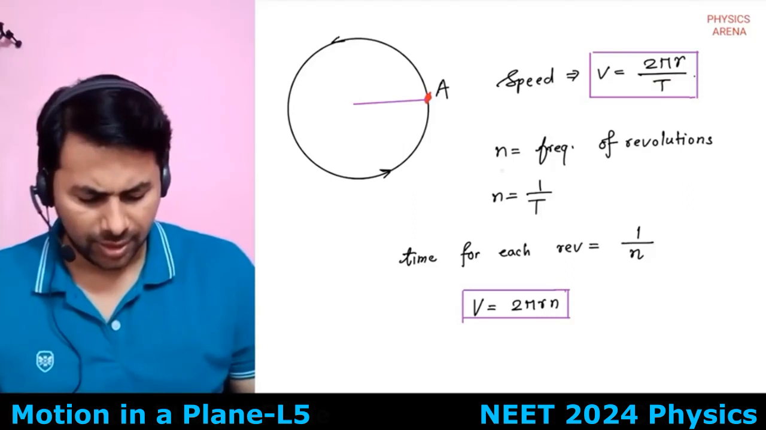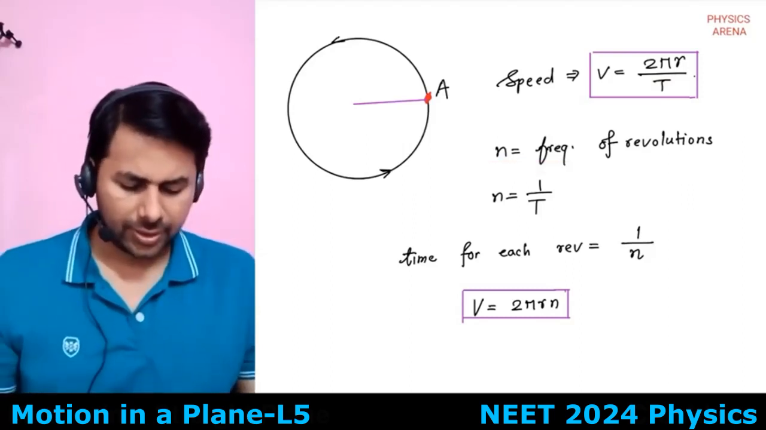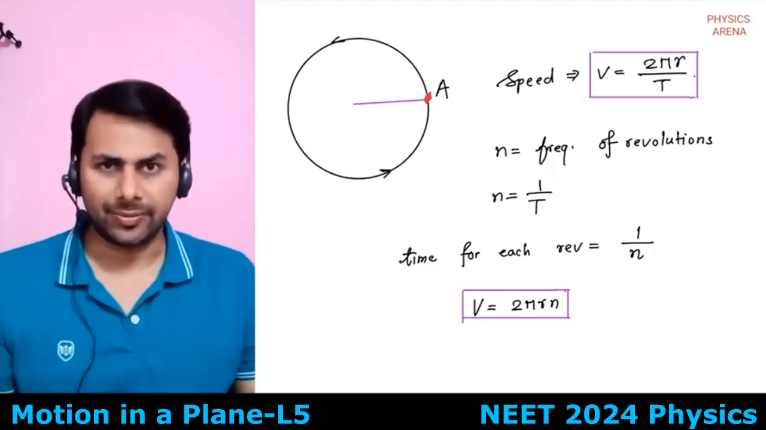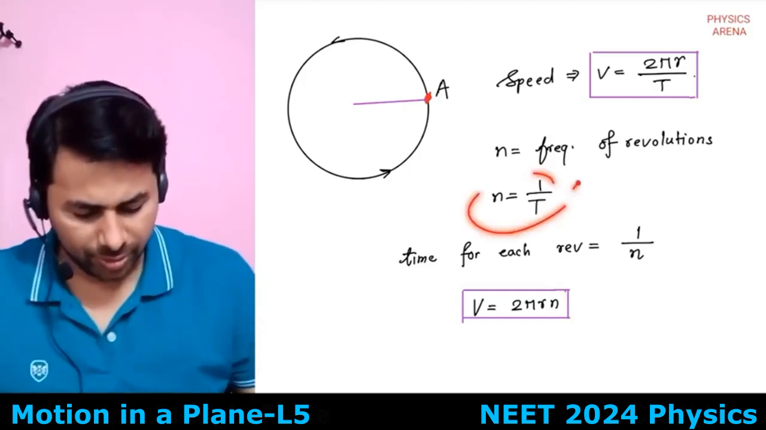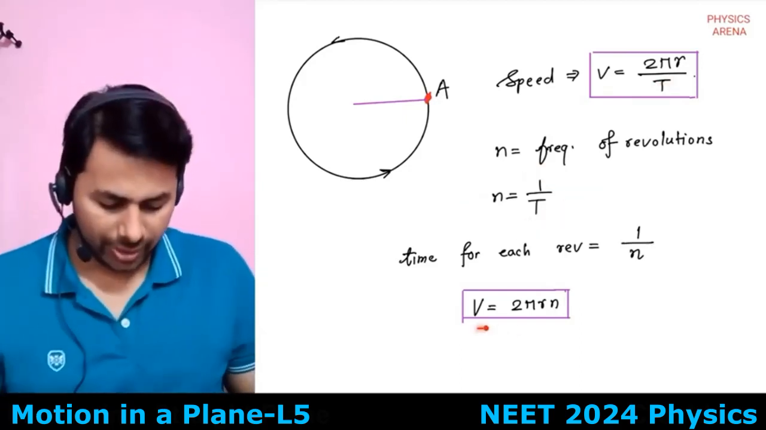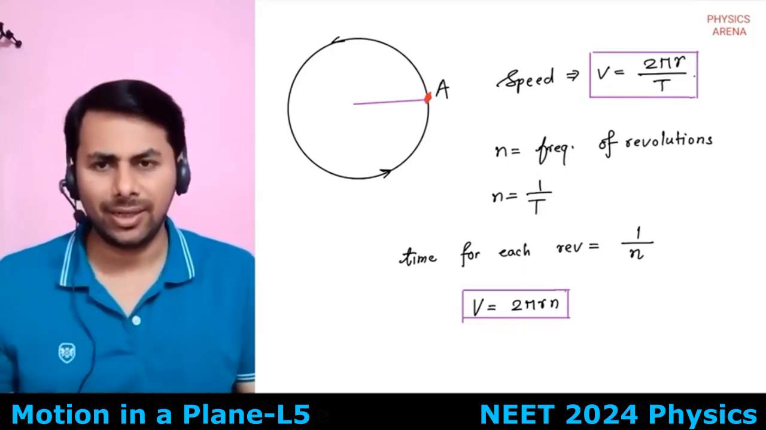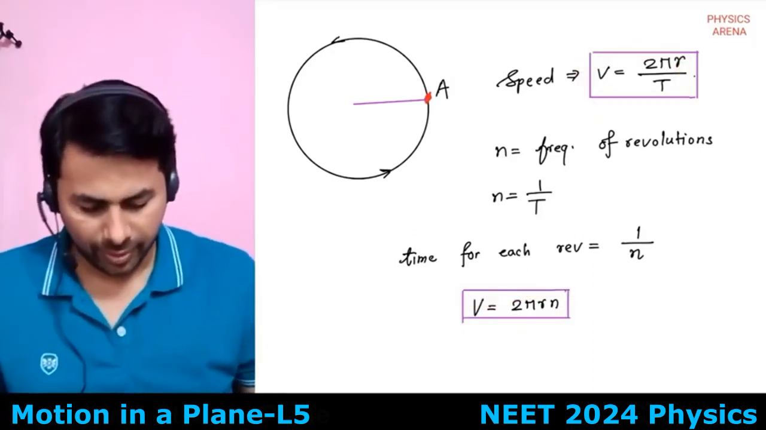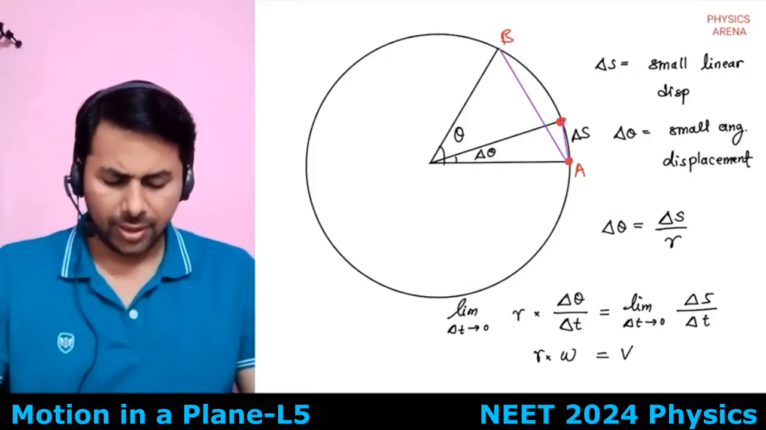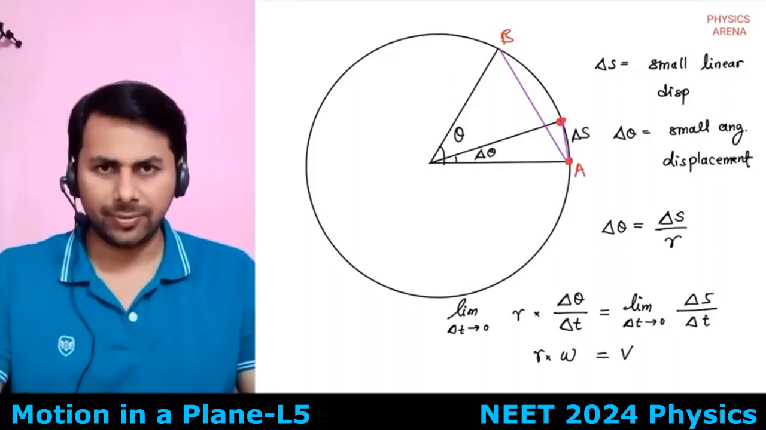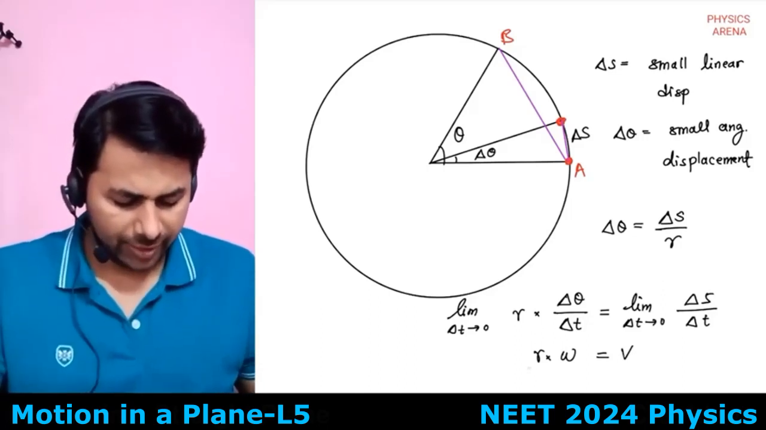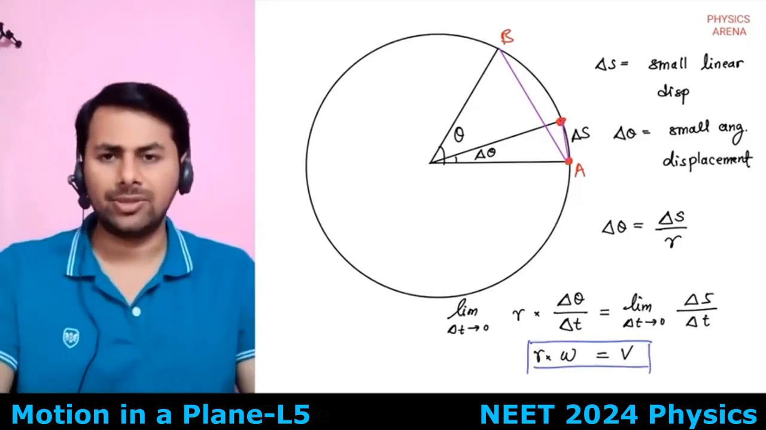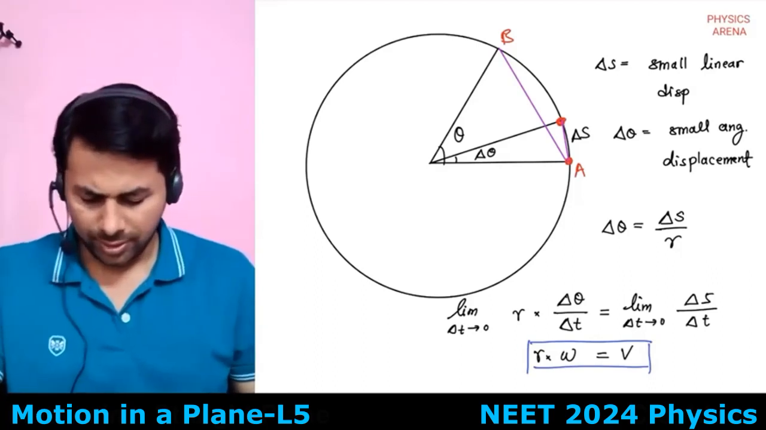This is very simple. Now if you want to find out this in terms of frequency, what is frequency? It is 1 upon time period. Just put that, and you get another formula for v. Another formula is v equals 2 pi r multiplied by n. This is another formula for v. Then there is a relation between v and omega. The relation is v equals r times omega. This is a relation in magnitude. v equals r times omega. So this is very simple.